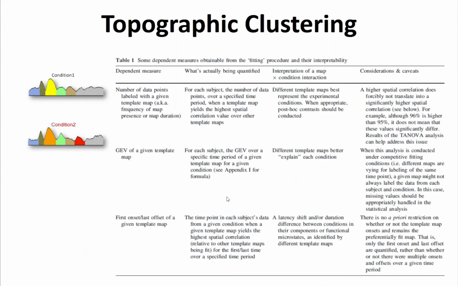You can also take measures like global explained variance. You can look at the first onset, last offset. You can look at Markov chains to look at the sequence of maps in time. There are any number of different dependent measures you can take once you have a good topographic clustering of your data set.